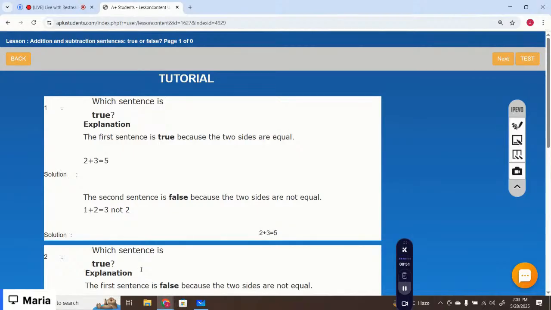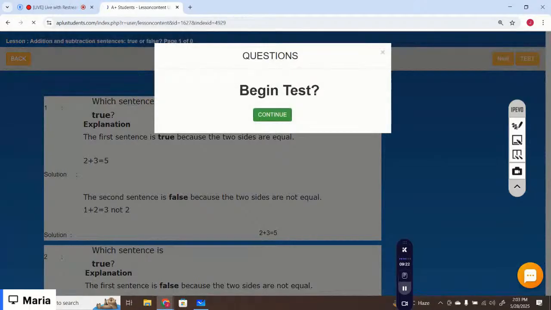For example, here you are given 2 plus 3. 2 plus 3 is 5. That is the correct. The other one you are given is 1 plus 2 equals 3. So when you add 1 plus 2, it makes 3. But you are given 1 plus 2 is 3. So that is not the correct, right? So the true one is 2 plus 3 equals 5. Let's just start with the test questions.